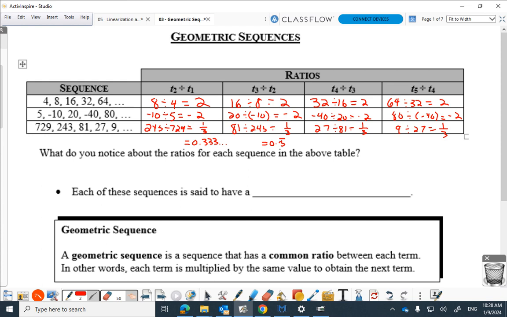What do you notice about the ratios for each sequence in the above table? They were equal in each row.